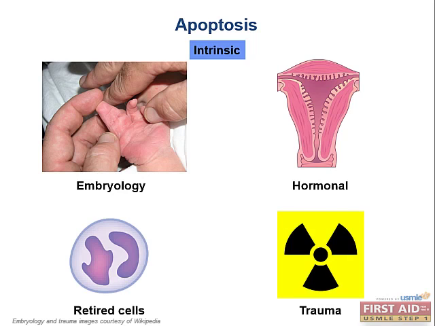The fourth and final example of intrinsic apoptosis is trauma. So if there is sufficient radiation like we see here or toxin exposure, the cell is just going to be damaged enough to the point where it knows that it can't continue on anymore and still be a functional contributing cell. So it will just basically off itself and tell the rest of the cells, "Oh, I can't make it anymore. Go on without me." And then it will die through apoptosis.